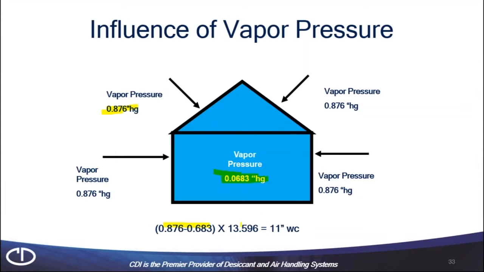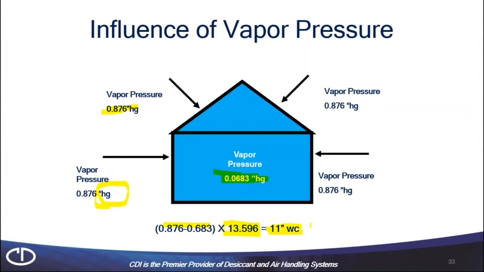What is that? Well, remember, vapor pressure is measured in inches of mercury. To get it into something that you understand, especially when you're talking about air curtains, fan systems and velocities, we want to change it into inches of water column. So in this case, we have 11 inches of water column differential. That's huge. That moisture is going to want to run from the outside right into your cooler or freezer.